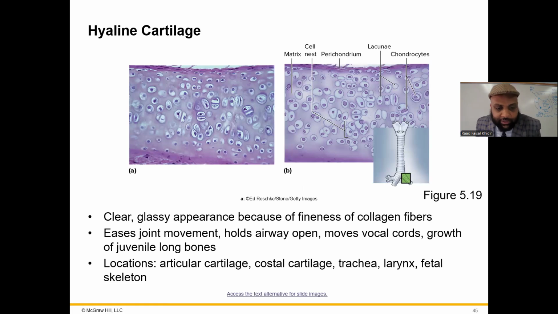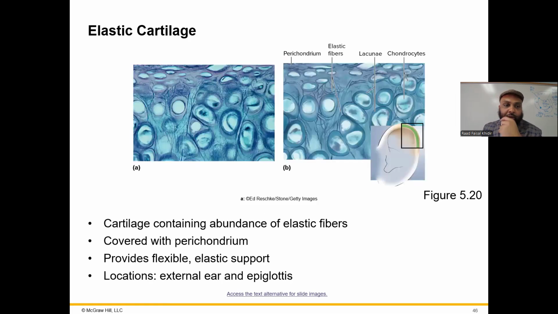Hyaline cartilage has a clear, glassy appearance because of the fineness of its collagen fibers. It eases joint movement, holds airways open, and moves the vocal cords. That is like the growth of the juvenile long bones. The locations are articular cartilage, costal cartilage, trachea, larynx, and the fetal skeleton.